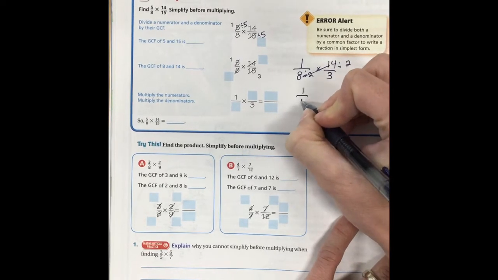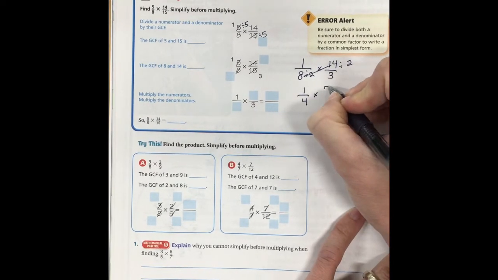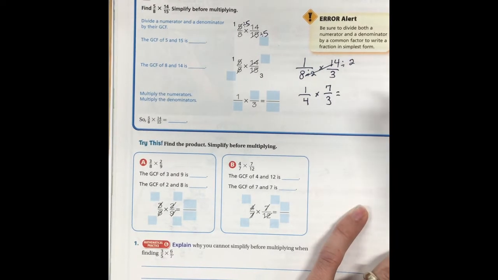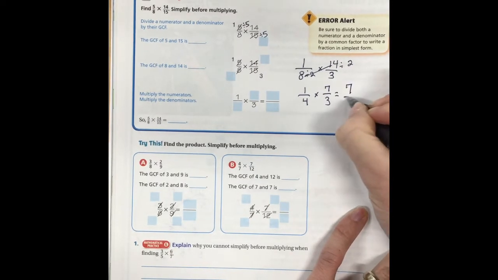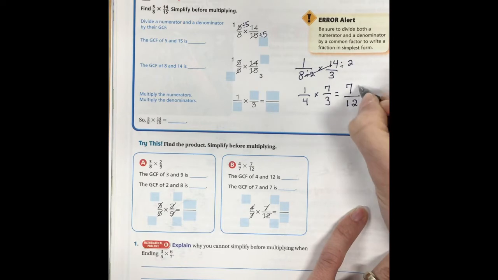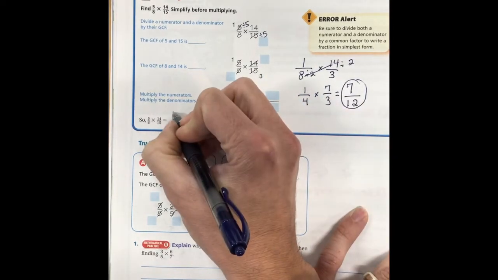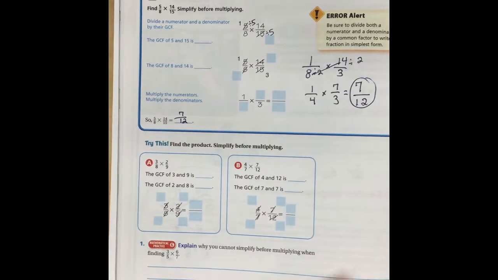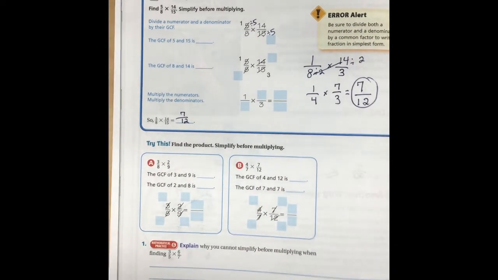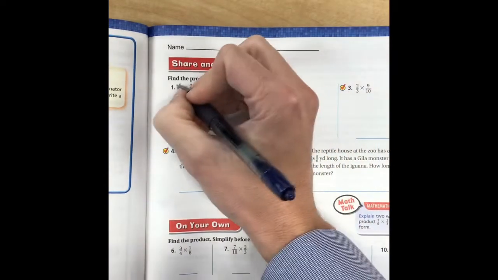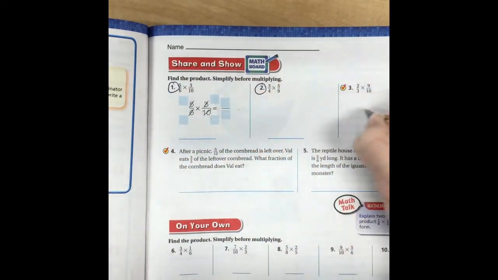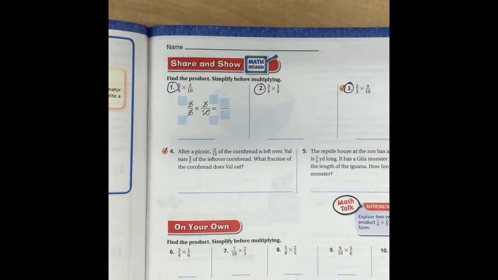So I now have created a fraction of 1/4 times a fraction of 7/3. I'm then going to multiply across. So I'm going to do 1 times 7 is 7, and 4 times 3 is 12. So my answer for this one is 7/12. Okay. All right. I'm going to have you go ahead and pause the video here, and I am going to have you do over here numbers 1, 2, and 3. And we'll be going over the answers to these questions in a second.